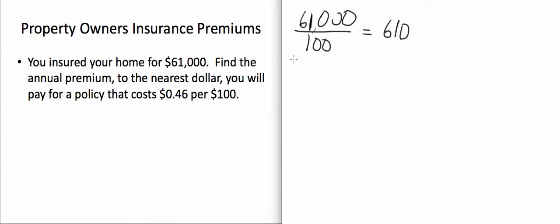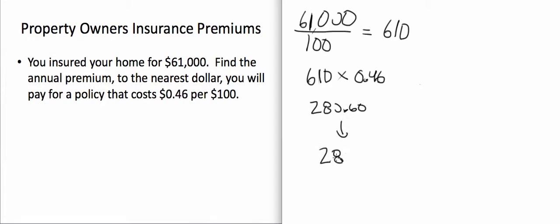We multiply 610 by 0.46, and that gives us our premium, and it's 280.60, but they say round to the nearest dollar, so that would be $281. So they say to round it, so that gives us an answer of $281 for our premium.